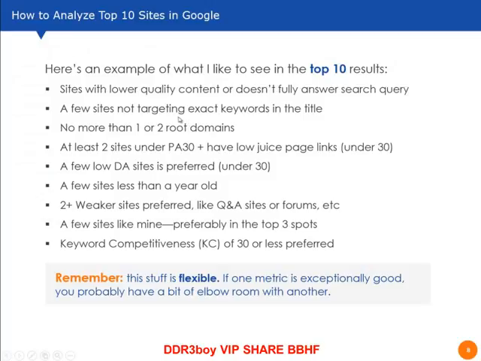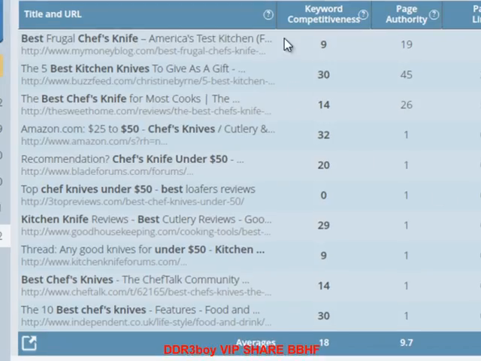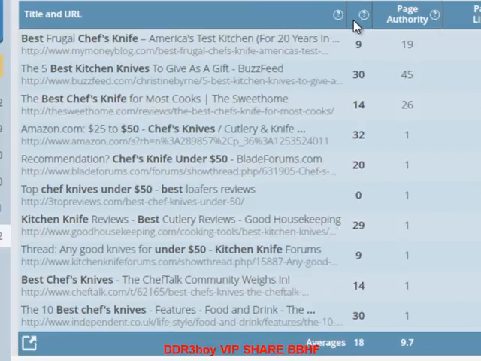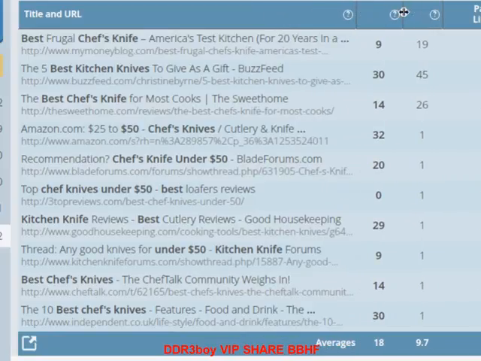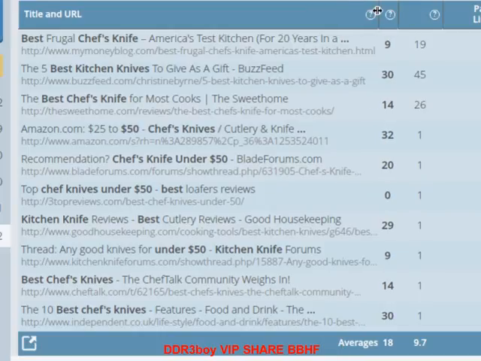So first of all, we want to see whether or not sites are targeting the exact keywords in the title. In this case, a lot of them are not. So as I expand this out so you can see it a little bit better, you can see best chef's knives, best kitchen knives. Most of them are not mentioning under $50. A few of them, 1, 2, 3, 4 results, mention $50, but the rest do not. So the top 3 results are not even targeting the exact keyword phrase, and that's huge.